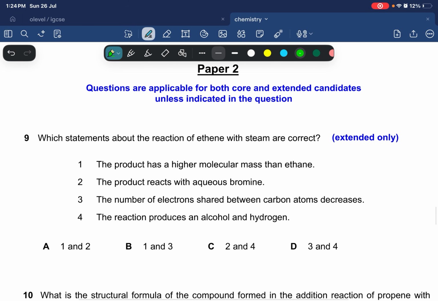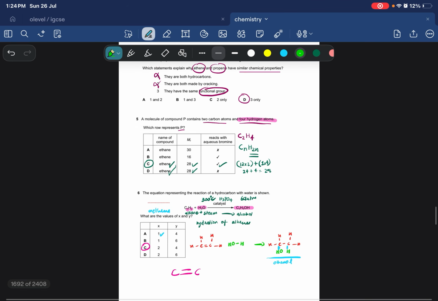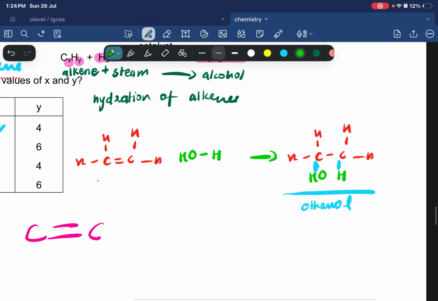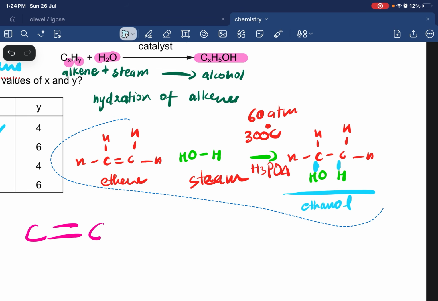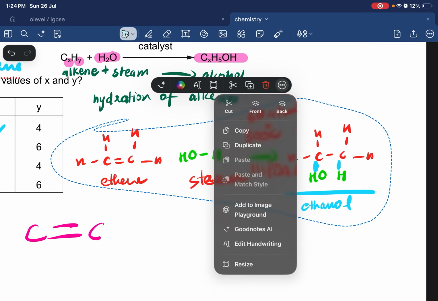Now we're moving to the extended questions only. For the extended candidates, which statements about the reaction of ethene and steam are correct? We just discussed it, that what happens is we're just going to copy the stuff we made over here. This is your ethene, this is your ethane, this is your steam, and this is your ethanol, and the conditions are 300 degrees Celsius, 60 atm pressure, and H3PO4 as your catalyst. You have to learn this stuff, okay?